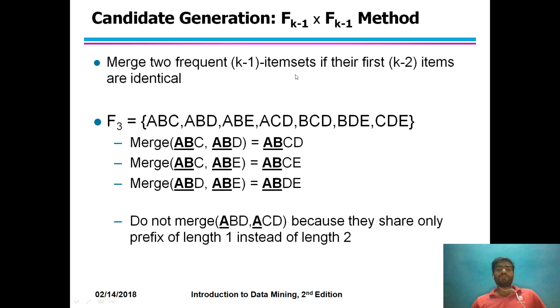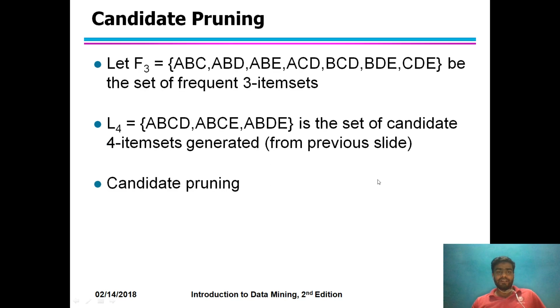Here we need to share a prefix of length 2, meaning AB is common in the first, second, and third. AC is not common, it occurs only once, BC is also only once, BD is only once, CD is also only once. So we cannot merge A and A because the prefix length is only 1. We need a prefix of length 2 to merge. We cannot merge because we don't have AC repeated, BC repeated, BD repeated, or CD repeated. So now F3 is ABC, ABD, ABE.